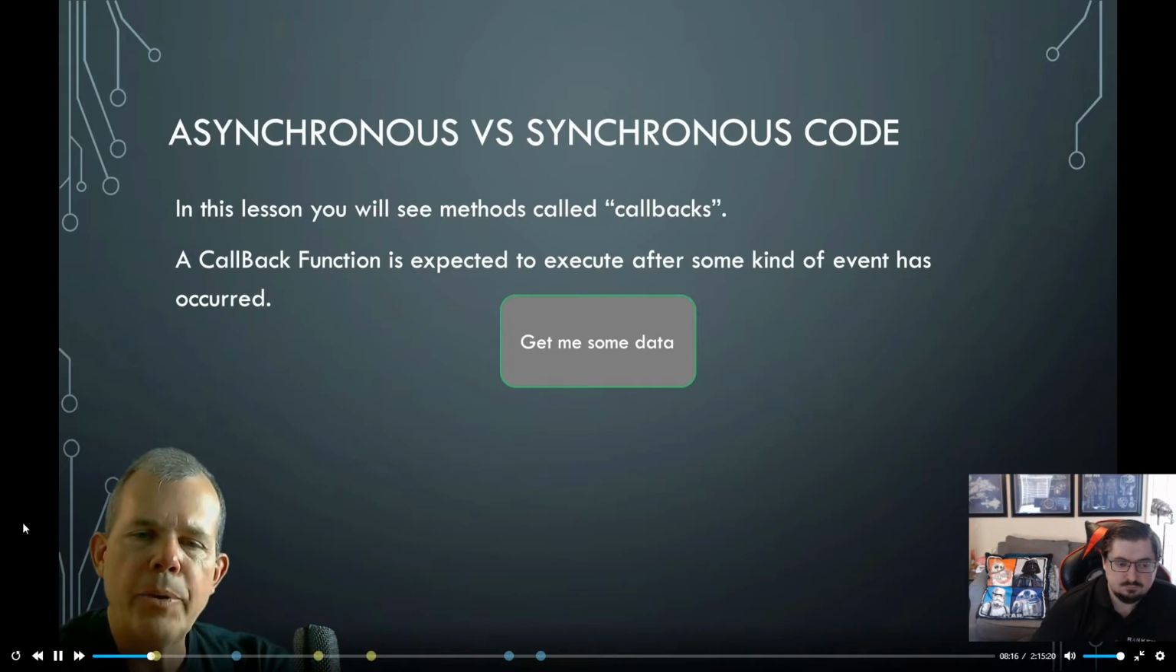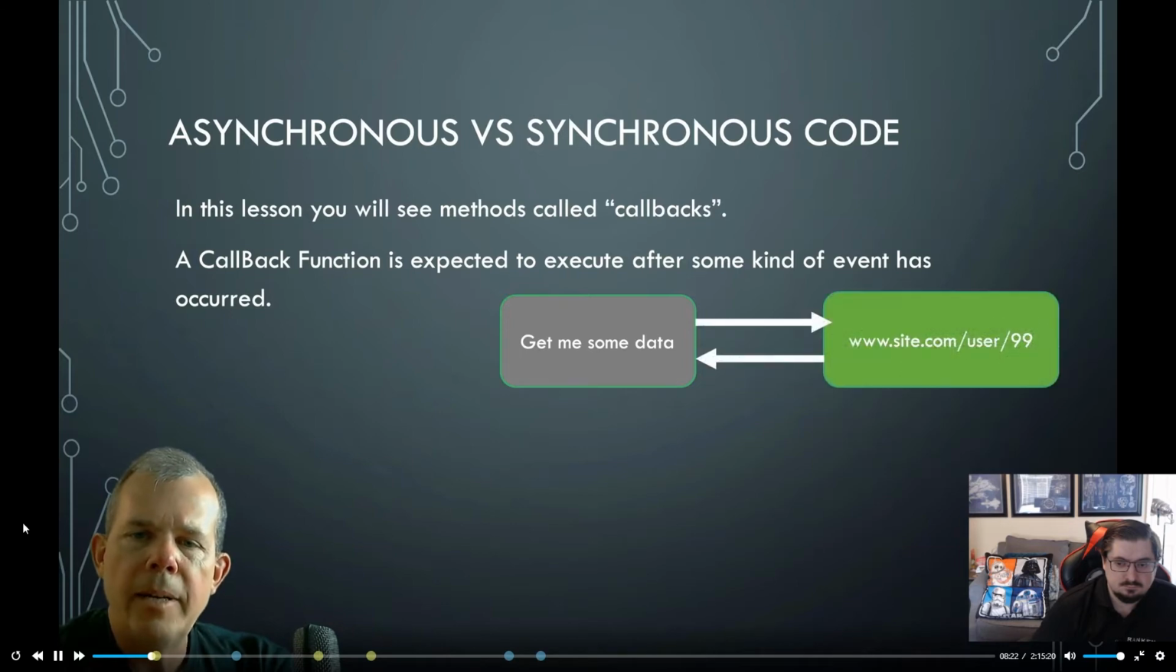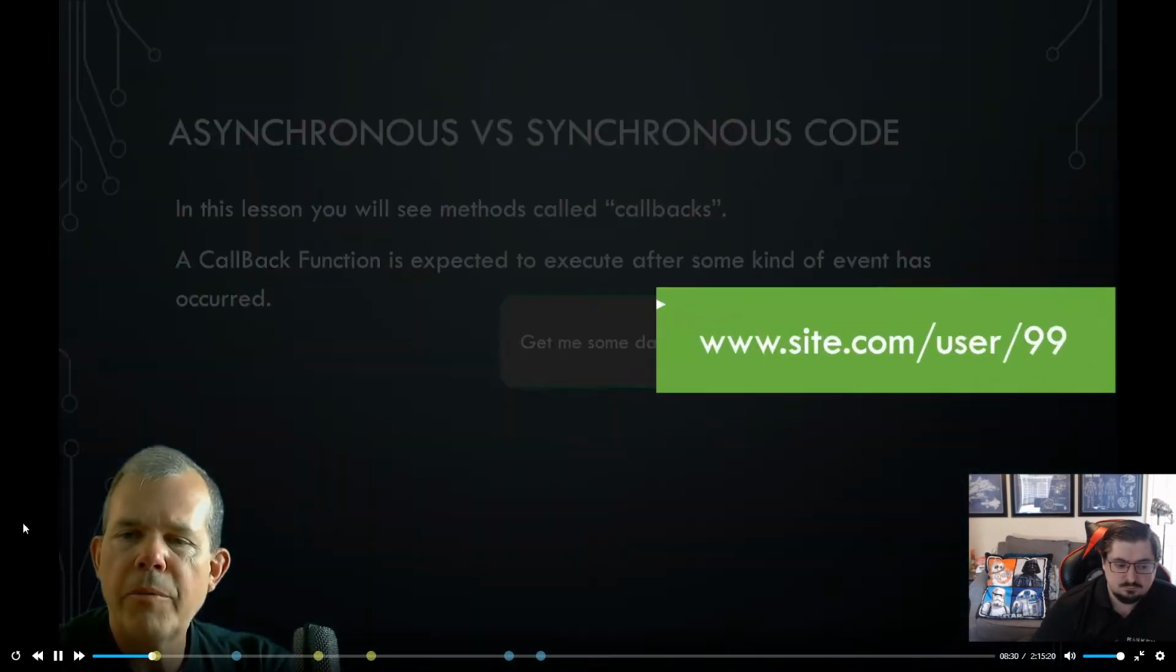So let's take an example here. I have some code in this gray box, and its function says, get me some data. It says, I want to go to a website, a URL, an API let's say, and I want to get some user data. So it looks like we're looking for user number 99.